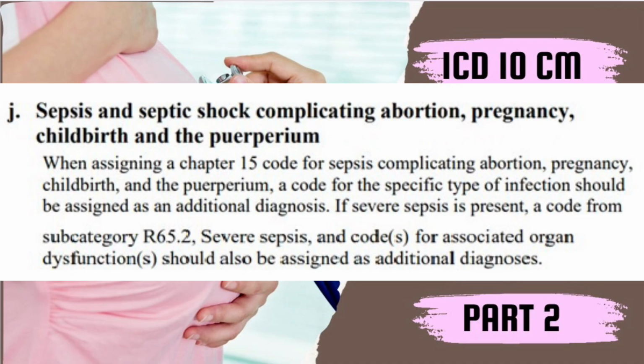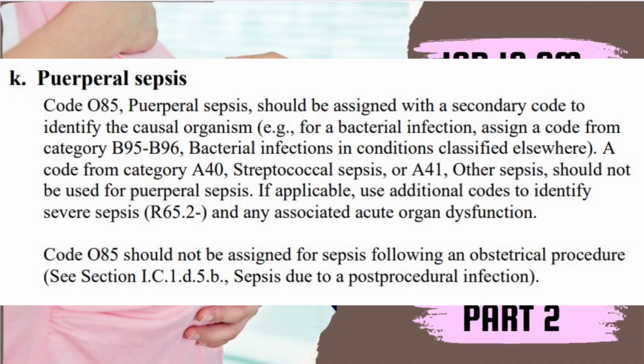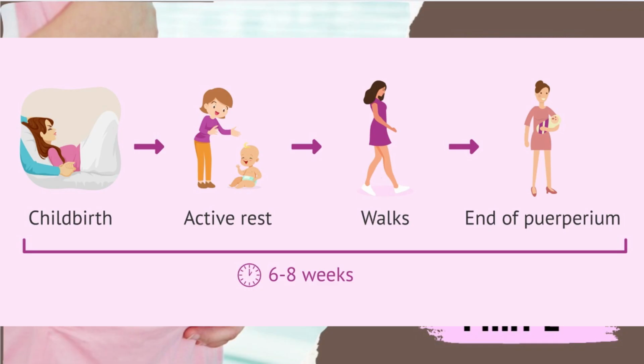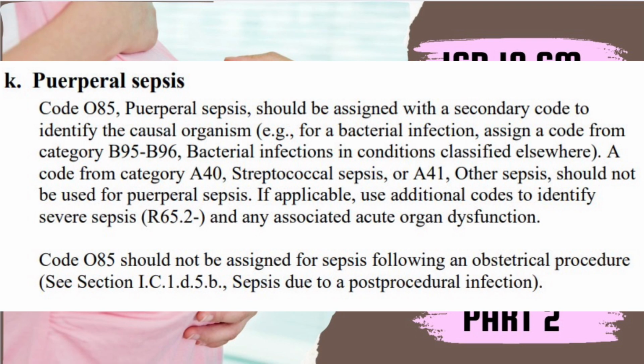So the key point here is puerperal sepsis. So what is puerperal sepsis? First, what is puerperal? Puerperal means postpartum. 6 weeks from the delivery, that is 45 days, will be the postpartum, right? So during that time, if there is any infection, it is called puerperal sepsis, postpartum sepsis.